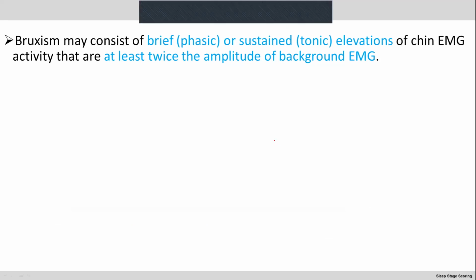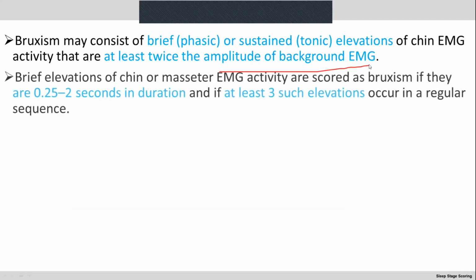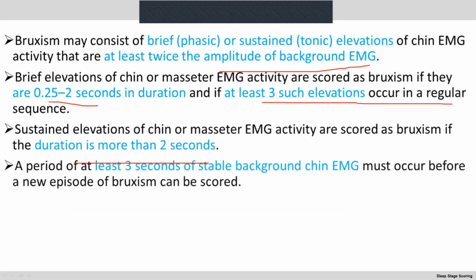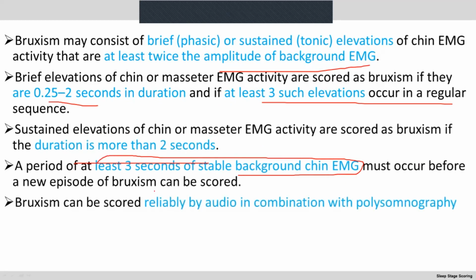and it may consist of phasic or tonic elevations of EMG activity that are at least twice the amplitude of background EMG, with brief activity durations of 0.25 to 2 seconds. If at least 3 such elevations occur in a regular sequence, or a sustained elevation of chin or masseter EMG activity lasts more than 2 seconds, it is scored as bruxism. A period of at least 3 seconds of stable background EEG and chin EMG is needed before a new episode of bruxism can be scored. We can also rely on the audio in combination with the polysomnography for this.